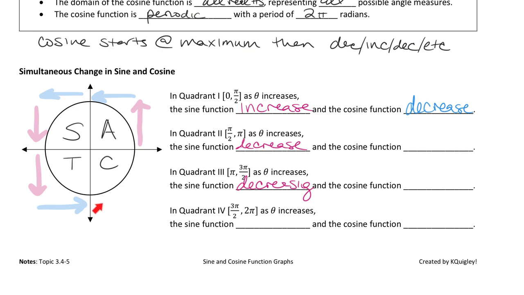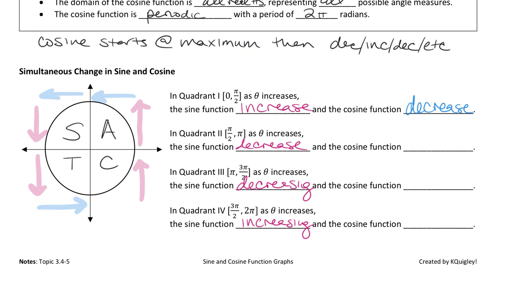Let's talk about quadrant 4, which is from 3 pi over 2 to 2 pi. What's happening with my vertical displacement? Increasing because it's going upwards. We're getting closer to 0 from being more negative. So that's when we are increasing.